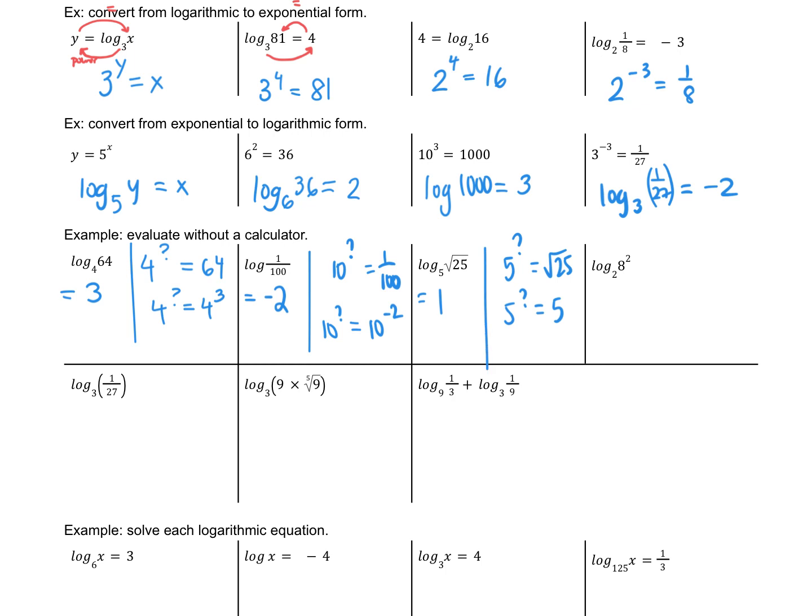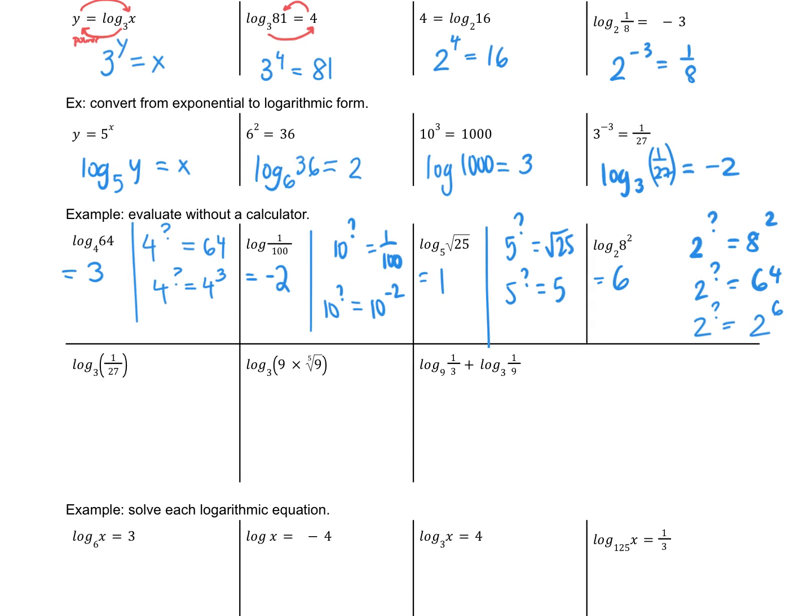Next, the question here is the base is 2, so 2 to the power of what gives me 8 squared? Well, 8 squared is 64, so I'm actually asking 2 to the power of what gives me 64? Well, I know it's 2 to the power of 6. That gives me 64. So there we are.